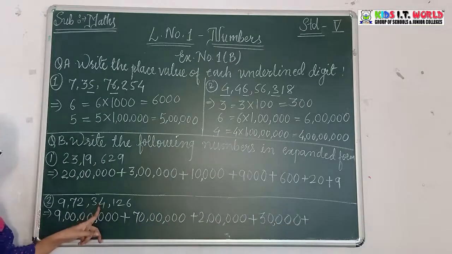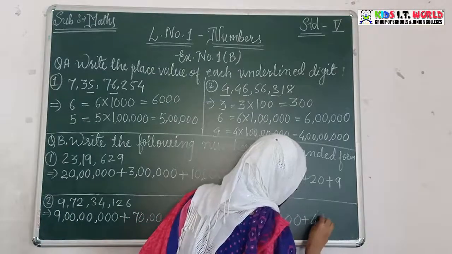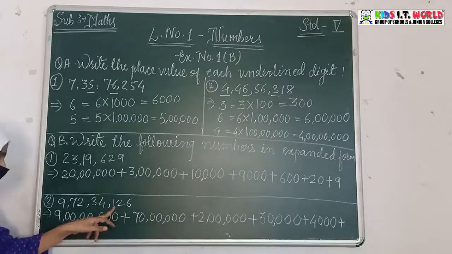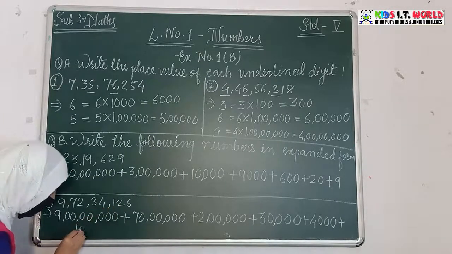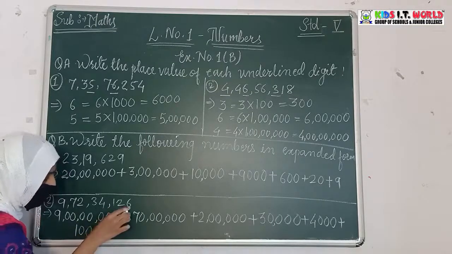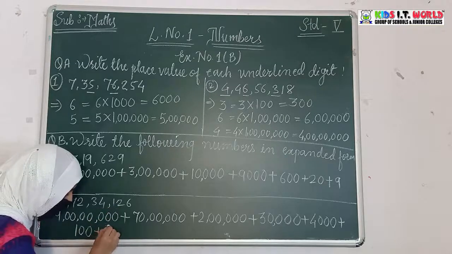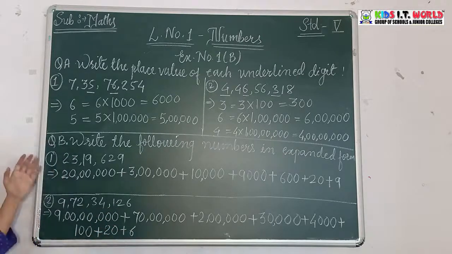Then 4. 4 is on the thousands place, so 3 zeros will come. So it is 4,000 plus. The next number is 1. 1 is on the hundreds place, so its value will be 100. 2 is on the tens place, so its value will be 20. 0 will come here and 6 will be as it is. So this is all about the place value and this is all about the expanded form of the number.